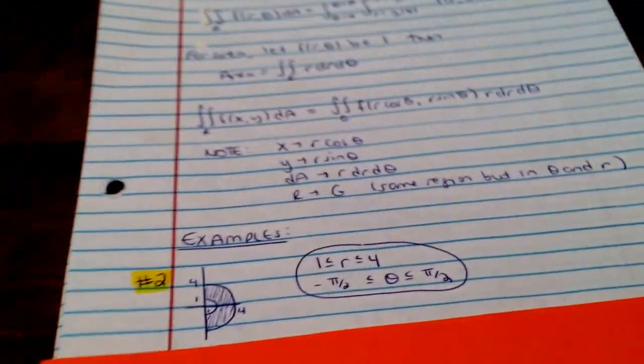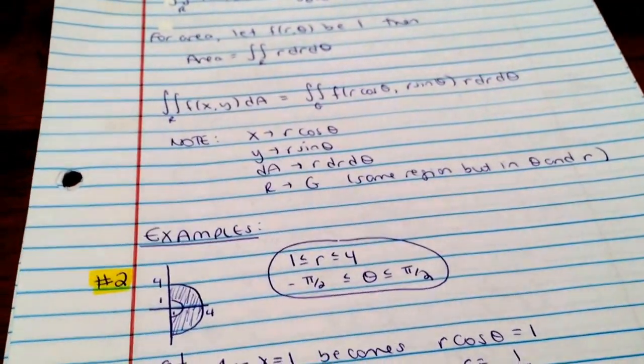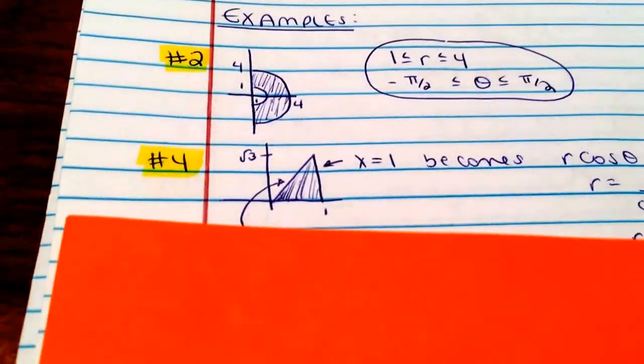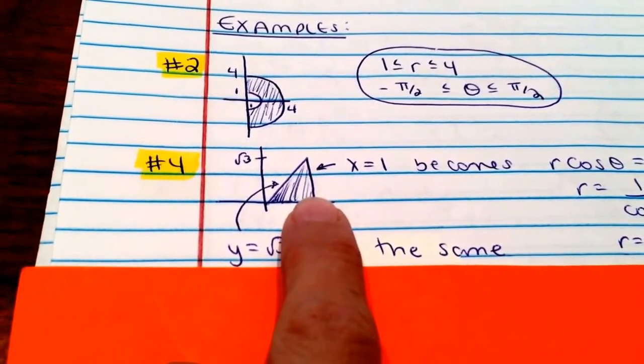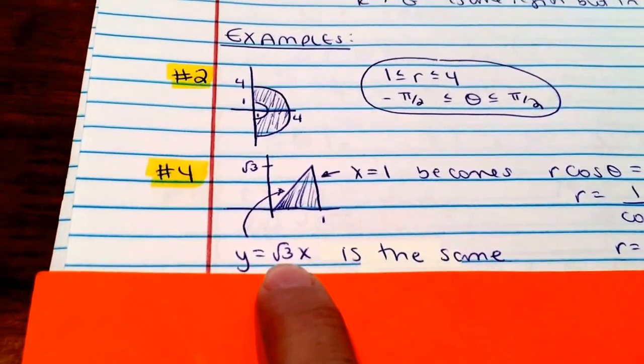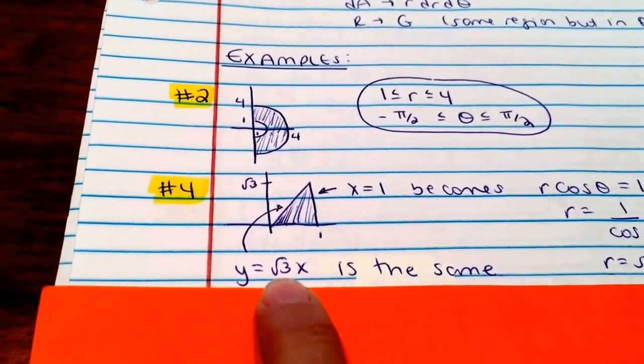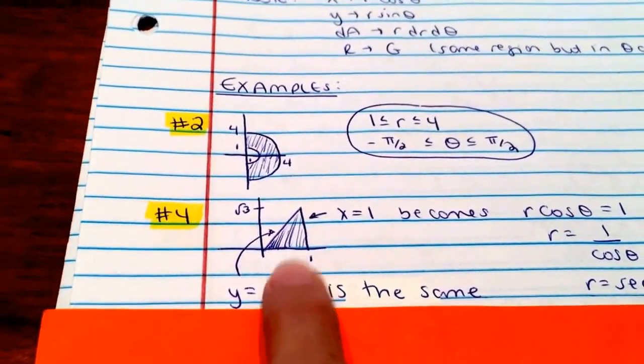Okay, number 4 is a little more difficult. So instead of having you try it by yourself, I'll walk you through it. Number 4, you have two lines. Okay, so you have the line x equals 1, which is here, this vertical one. And then you have the line y equals the square root of x. We'll talk about that one in a second.